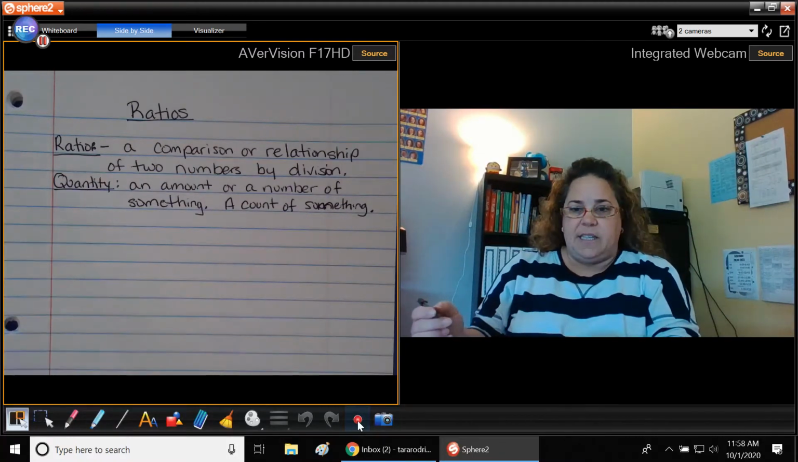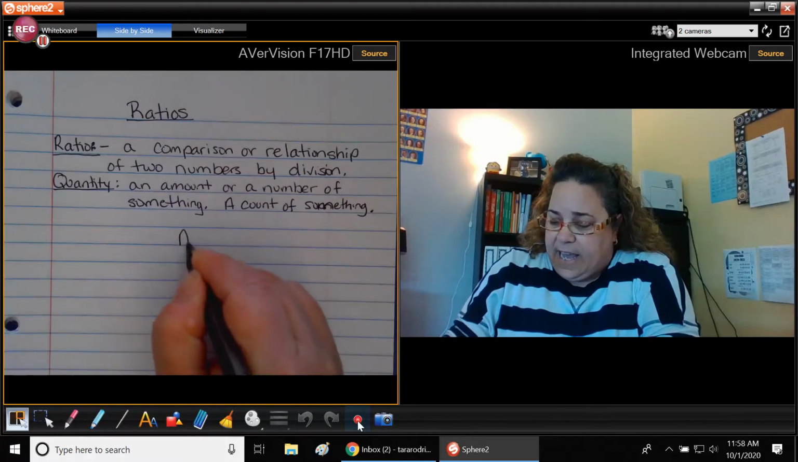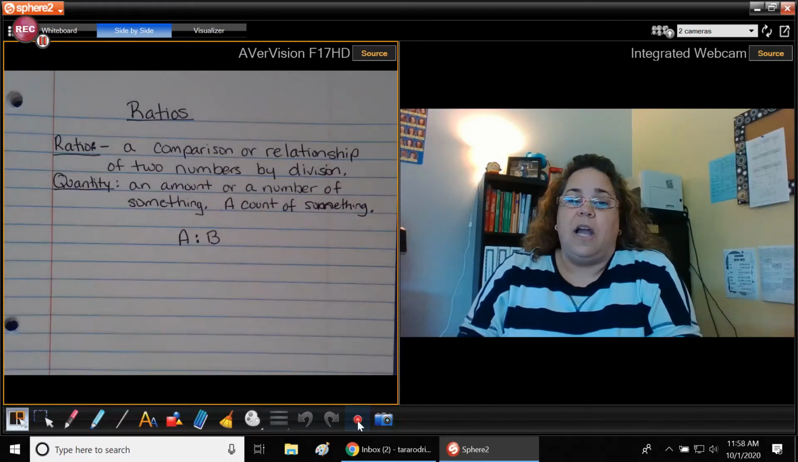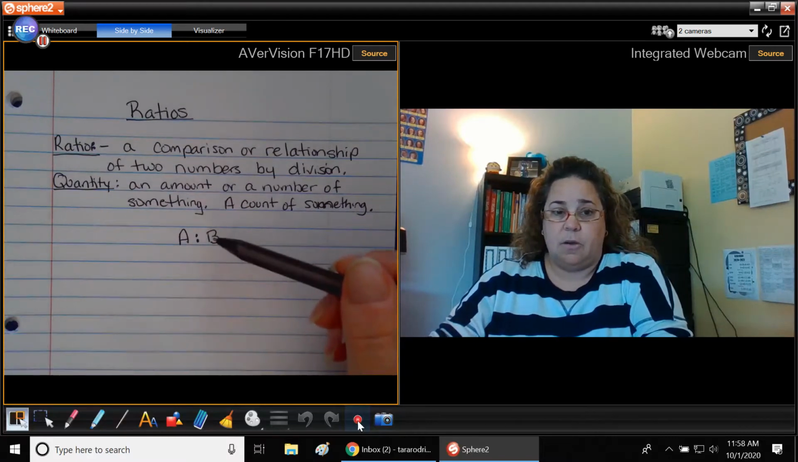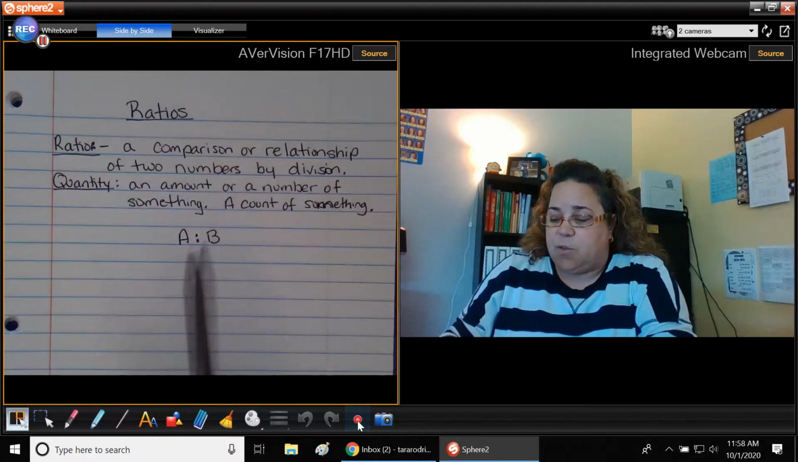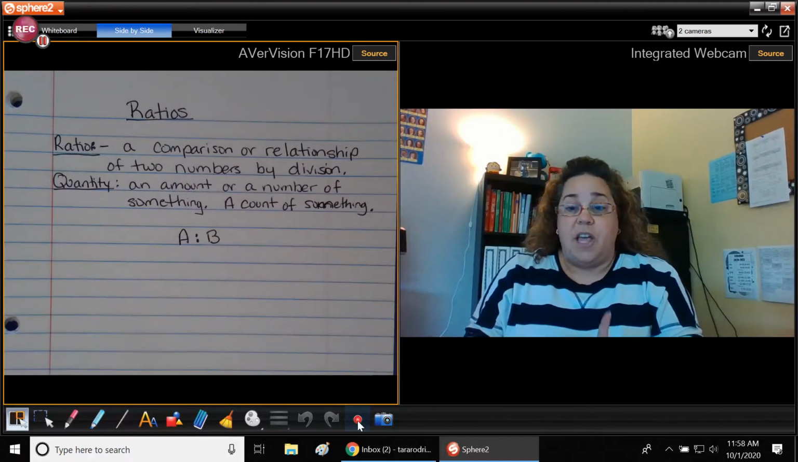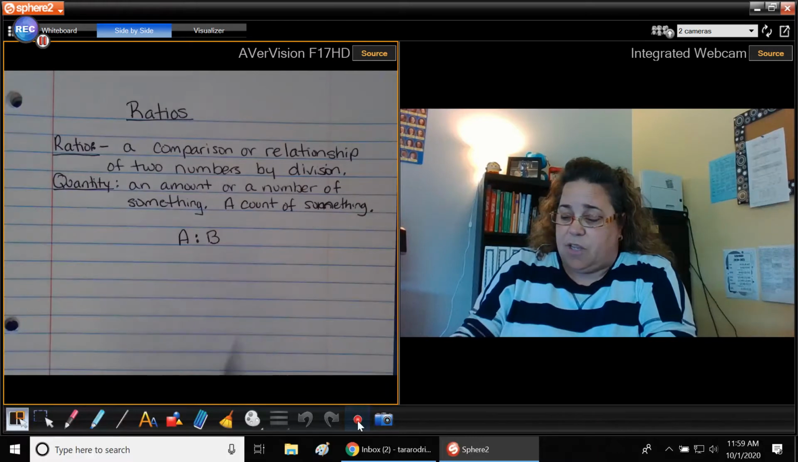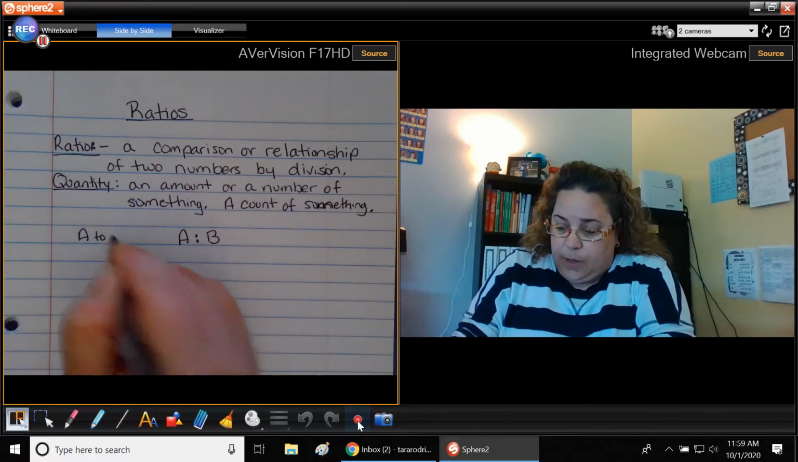So I'm just going to write a sample ratio. A to B. All right, so this right here in the middle is called a colon, all right? And this is one way that we can write a ratio. There's another way I can write a ratio. When I just wrote this, I said A to B. So the other way we can write it is A to B.